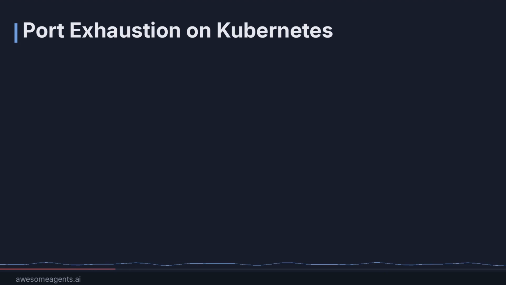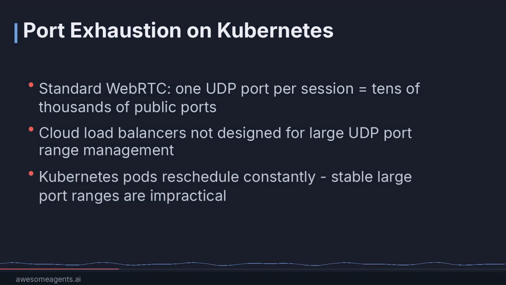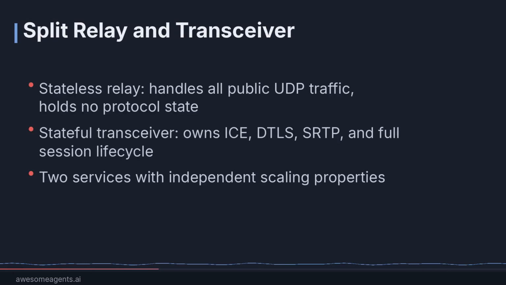So what was the problem with their original approach? Port exhaustion. Standard WebRTC allocates one UDP port per session. At that scale, you need tens of thousands of public ports exposed on Kubernetes. And load balancers aren't built for managing huge UDP port ranges. Kubernetes makes it worse. Pods reschedule constantly. You can't require each pod to hold a stable large port range when it might disappear in minutes.